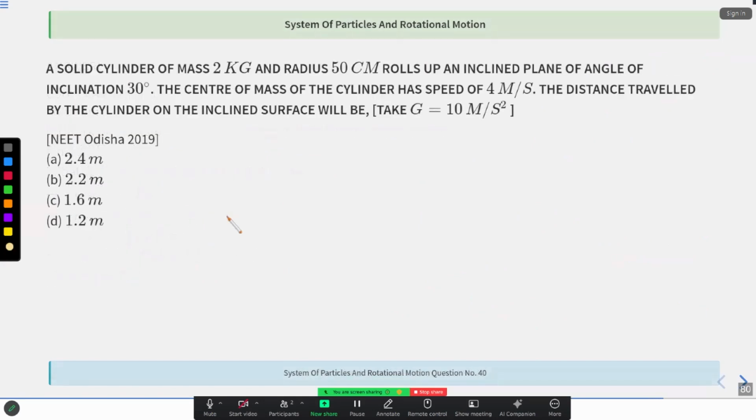Let's come to question number 40. A solid cylinder of mass 2 kgs and radius 50 centimeters rolls up an inclined plane of angle of inclination 30 degrees. The center of mass of the cylinder has a speed of 4 meters per second. The distance traveled by the cylinder on the inclined surface will be... 2019 NEET question. Okay, this has come in NEET Odisha.